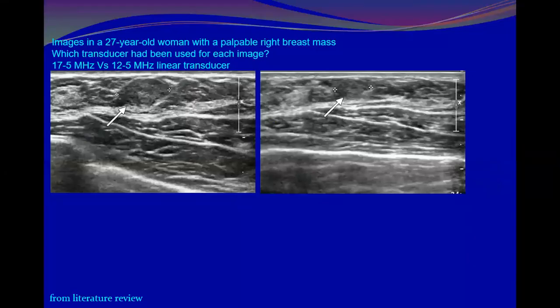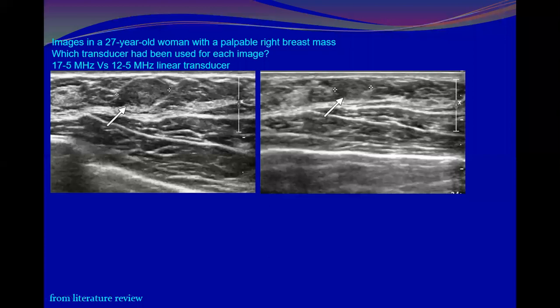Okay. May I ask you a question? Can you tell me, in this image, which one is with the 17.5 and which one is with the 12.5 linear transducer? It is the same lesion, the same breast, when examined with each transducer. Can you tell me which transducer for each image? The left is the 17. This is the right? 17, the left.